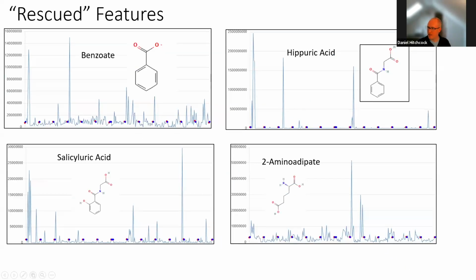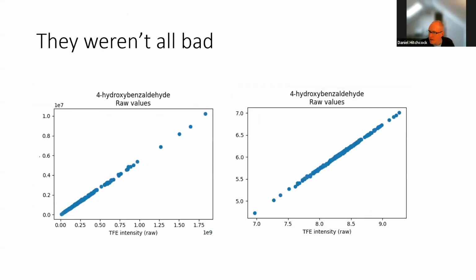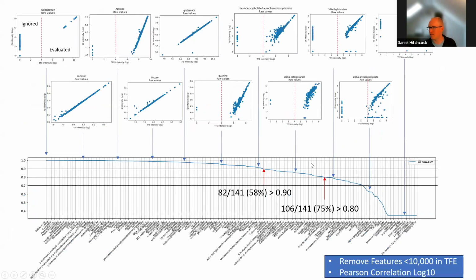Here's what the rescued features look like, the ones that were missing. They look pretty good. And they weren't all bad. Here's hydroxybenzaldehyde, which gave a near perfect correlation, both in raw, and this is log scale on the right. Raw means not trip corrected.